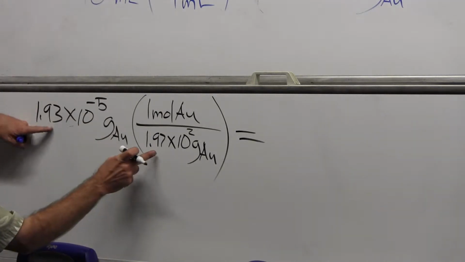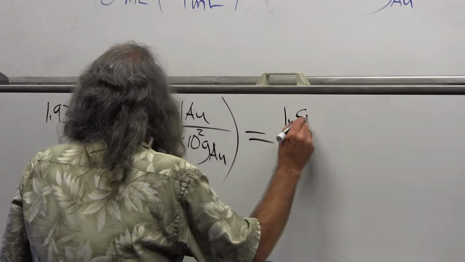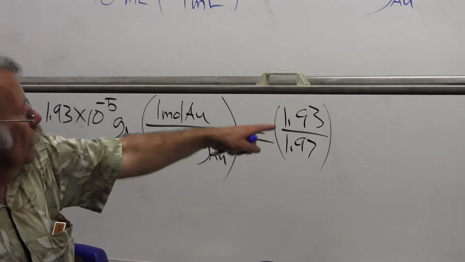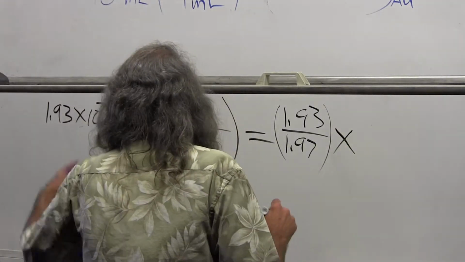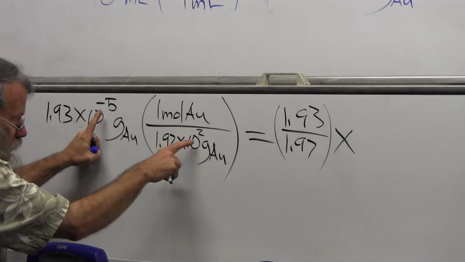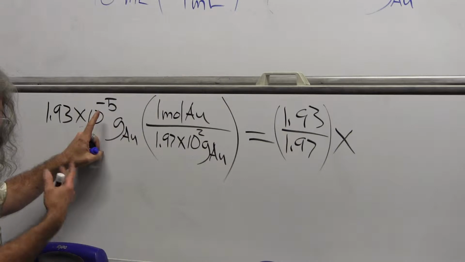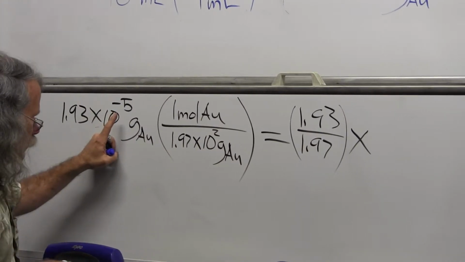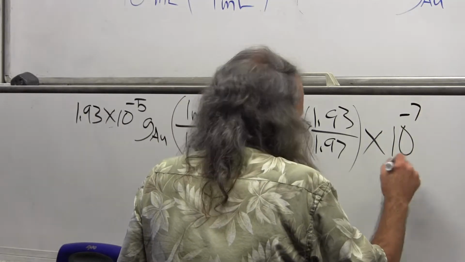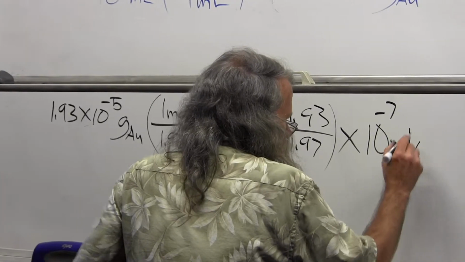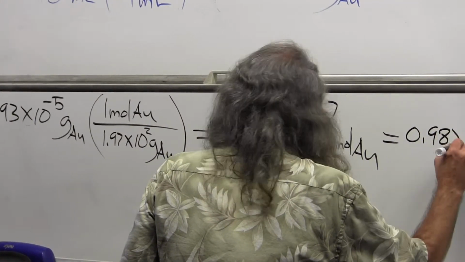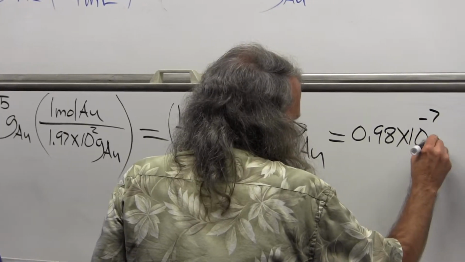This is equal to, here's my mantissa information, 1.93 divided by 1.97. So there was a typo on the key where I have 1.98 times 10 to the minus 5th divided by 10 squared. Well, the rules of exponents, when I multiply, I add, and when I divide, I subtract. So it's 10 to the minus 5th minus 2. So that'd be minus 7, times 10 to the minus 7 moles of gold. And now we can take the information given, which is this is equal to 0.98 times 10 to the minus 7th moles of gold.